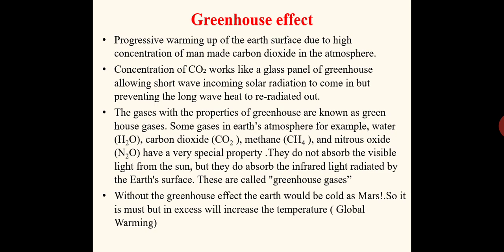Some gases in the Earth's atmosphere, for example water in the vapor state, carbon dioxide, methane and nitrous oxide, have a very special property. They do not absorb the visible light from the sun, which has the shorter wavelength. But they do absorb the infrared light radiated by the Earth's surface. The light radiated from the Earth's surface, infrared rays having higher wavelength, is absorbed by these greenhouse gases. These gases are commonly known as greenhouse gases.